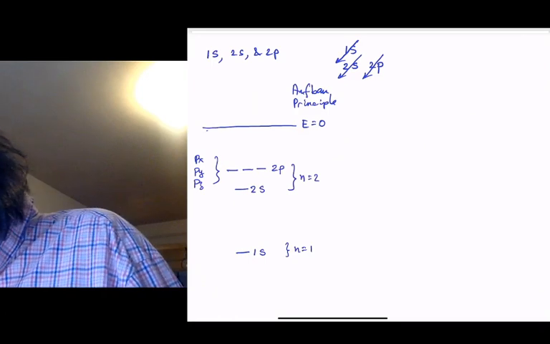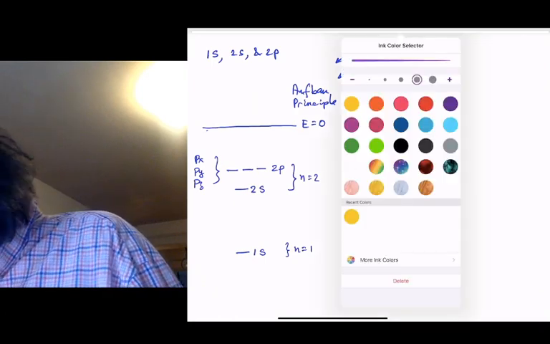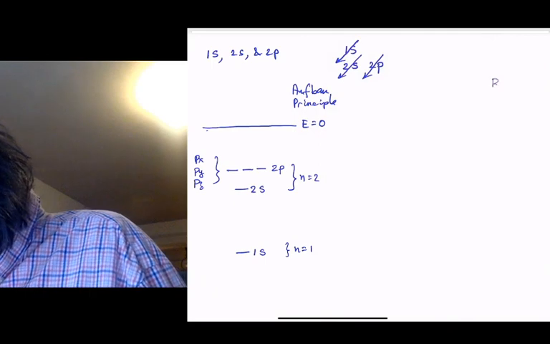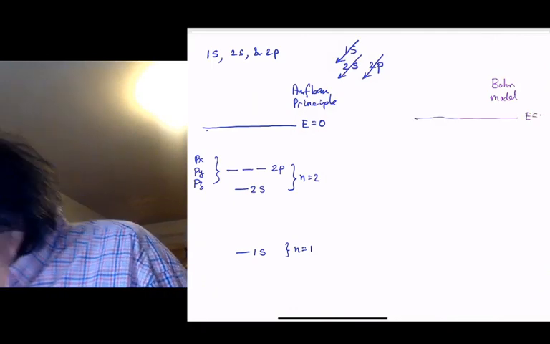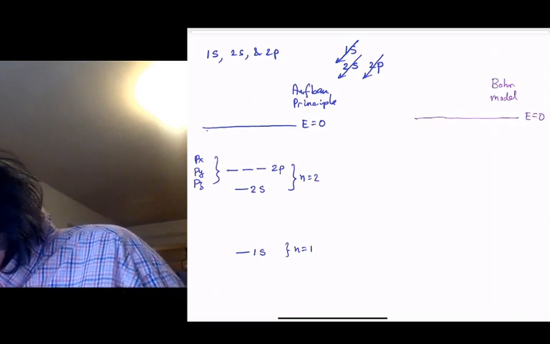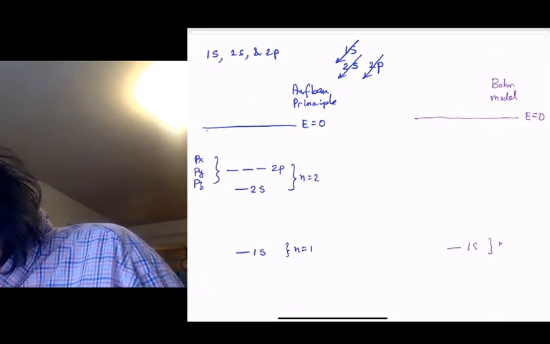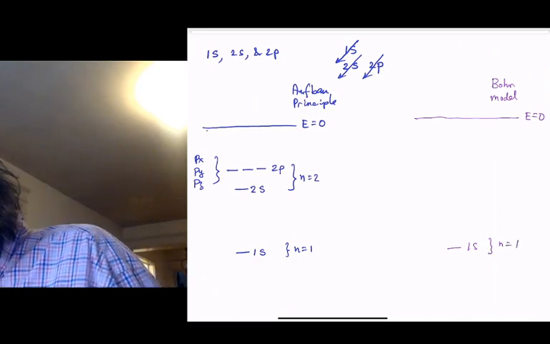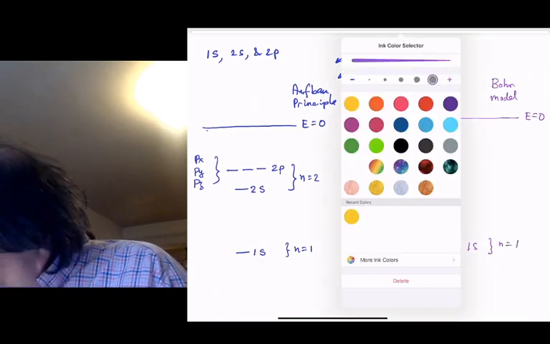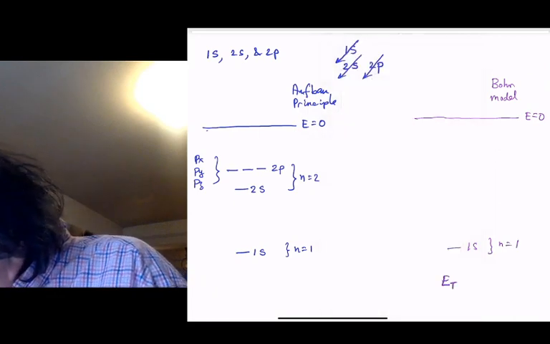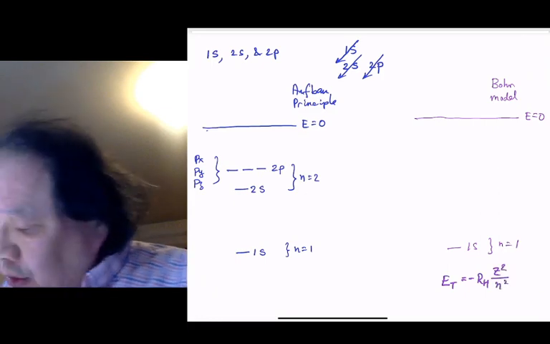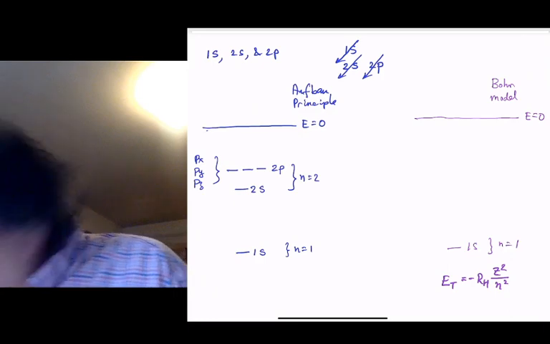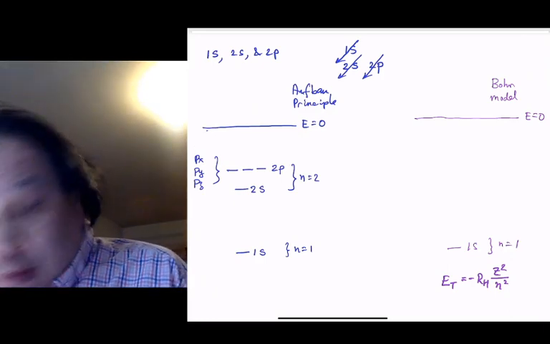The model that we had before was the Bohr model. And in the Bohr model, we had E equals 0, and there was low energy 1s, n equals 1. But the formula for energy, E total, was minus RH Z squared over n squared. And 2s and 2p, do they have the same n value or different n values? They have the same n value.